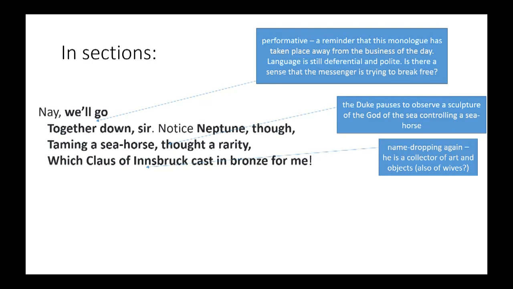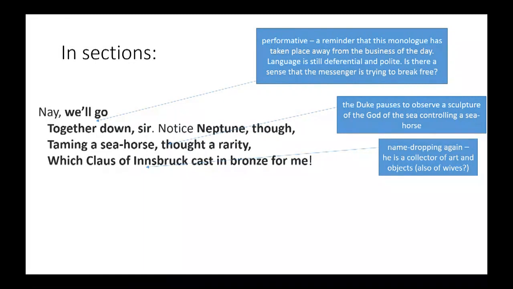I almost feel like that should be delivered with real power, maybe with a hand on his arm, a grip. "Nay, we'll go together down, sir." It's performative. A reminder that this monologue has taken place away from the business of the day. The language is still deferential and polite, but is there a sense that the messenger is trying to break free? It's interesting to speculate about that.